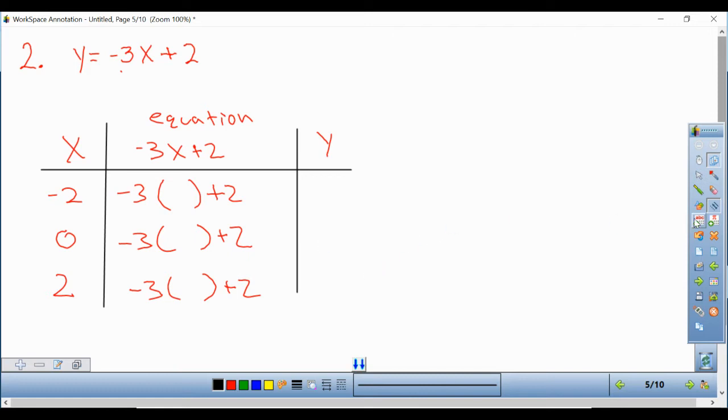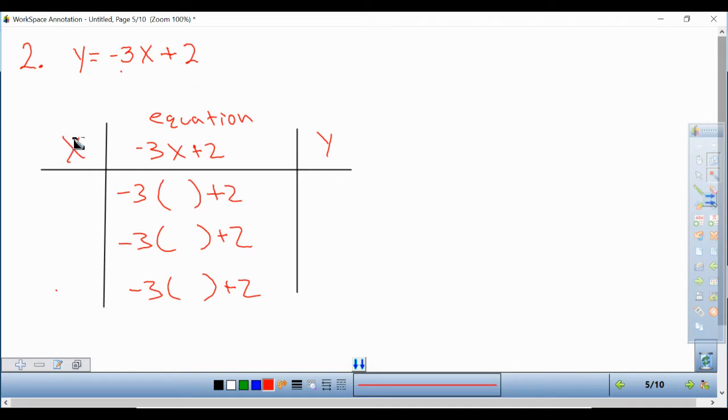I've set the table again for you. This time, I chose different values for X just to show you that they don't always have to be the same. We can choose whatever we want. For these X values, remember, you're given a blank table. You're going to have to set it up. Our equation is Y equals negative 3 times X plus 2.